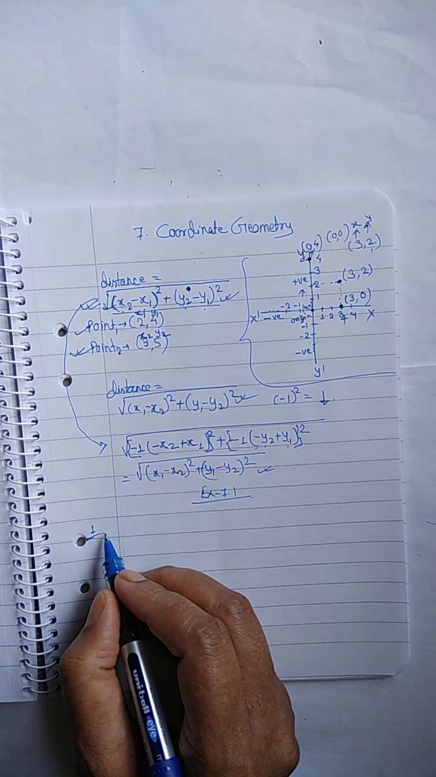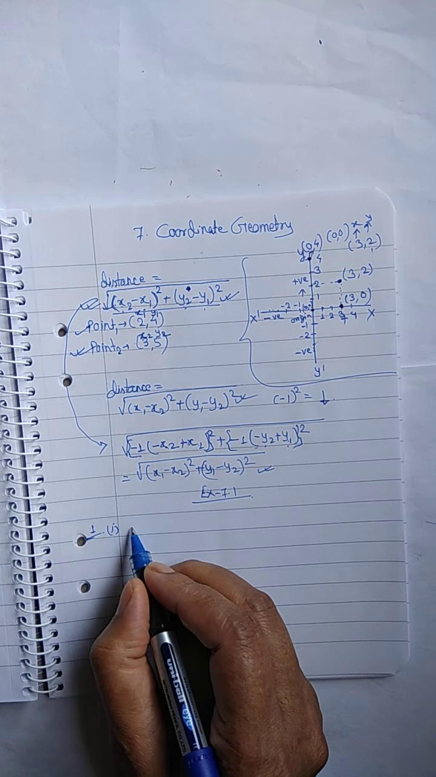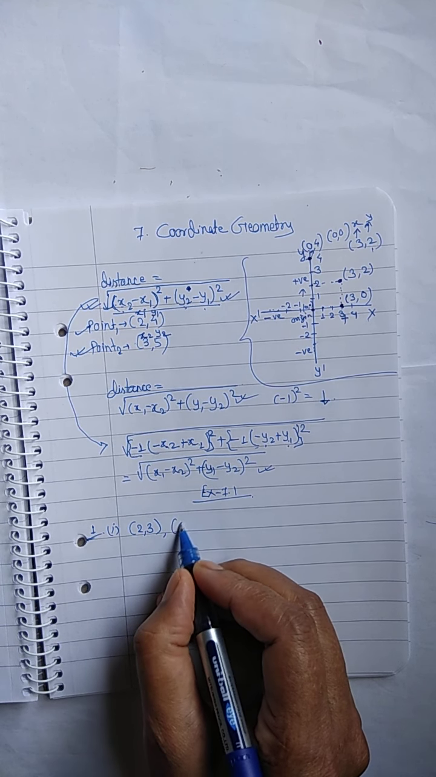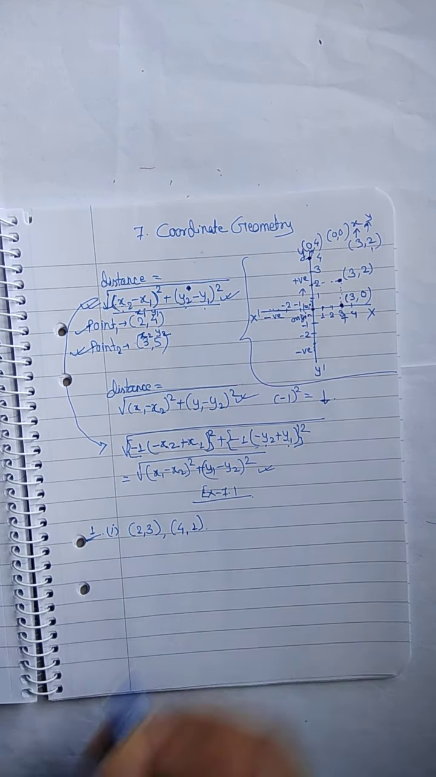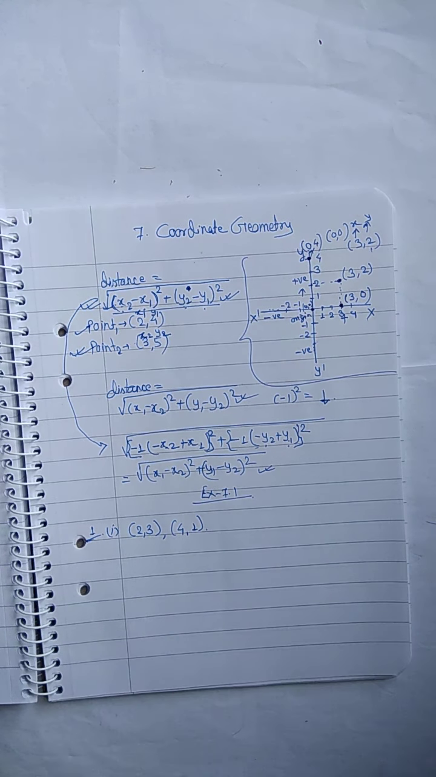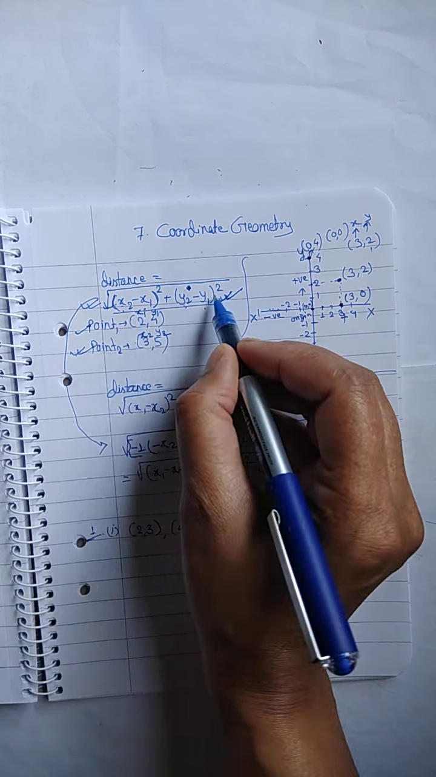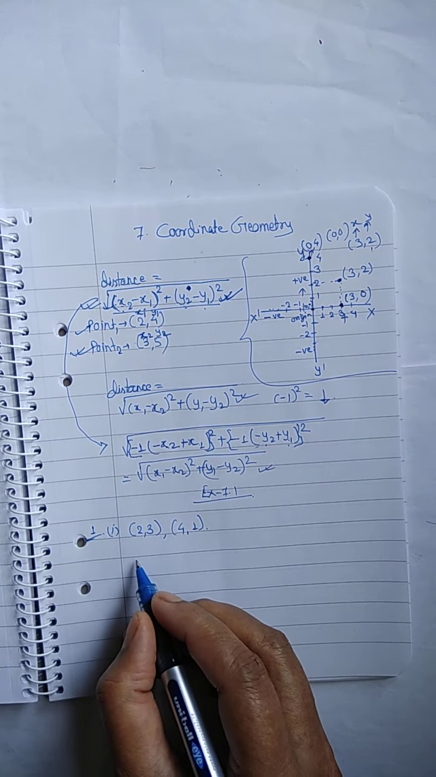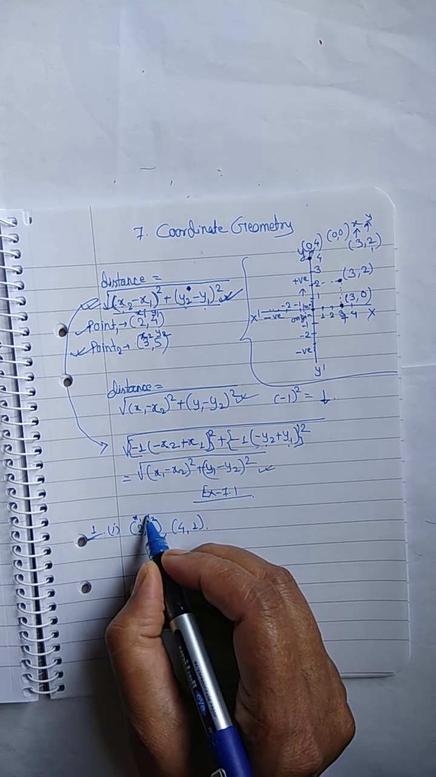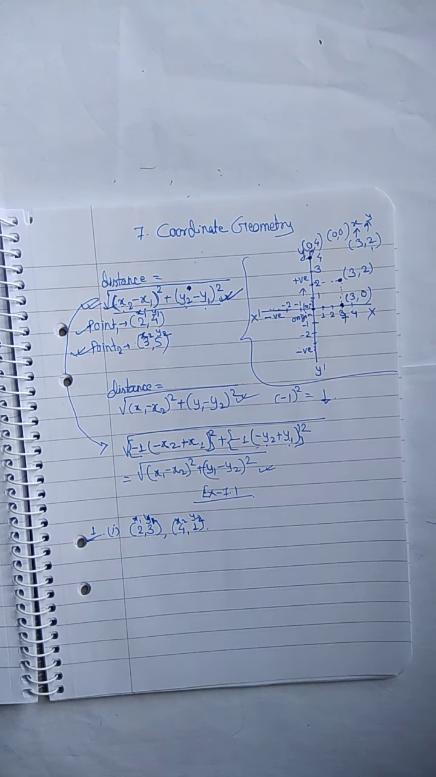Find the distance between the following pairs of points. We have 2 points, (2, 3) and (4, 1). We have to find the distance between these 2 points, so we have to use the distance formula. We can label this as x1, y1, this is x2, and this is y2.